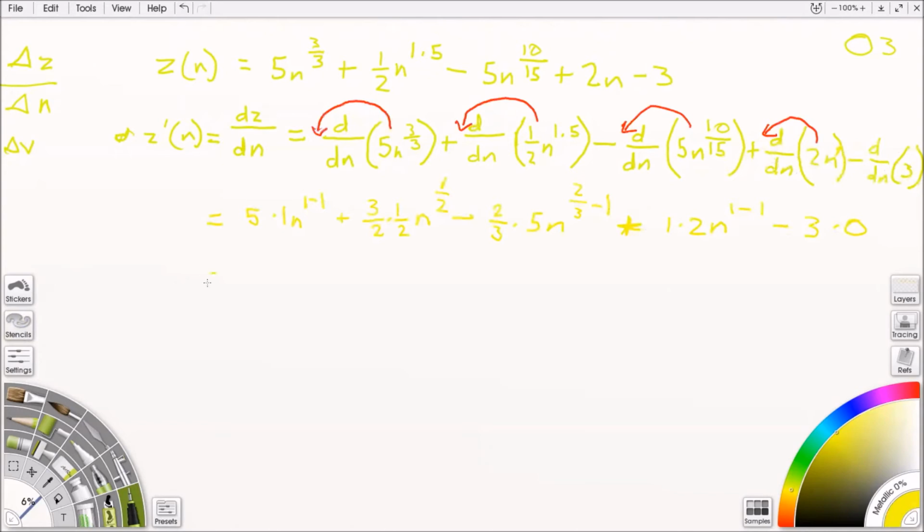Right, now in simplifying this, 5 times 1 is 5, but n to the 1 minus 1, well, that's n to the power of 0, and no matter what it is, anything to the power of 0 is just equal to 1. So that's like saying 5 times 1, which will just end up equaling 5.